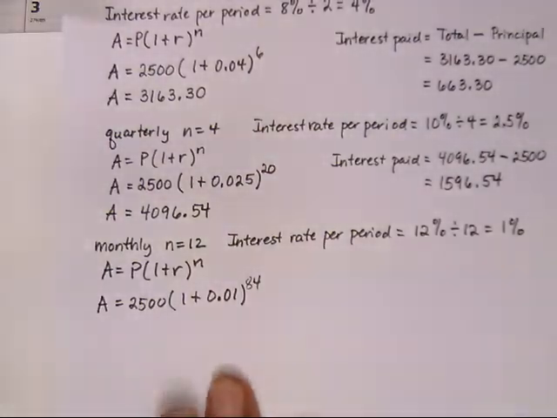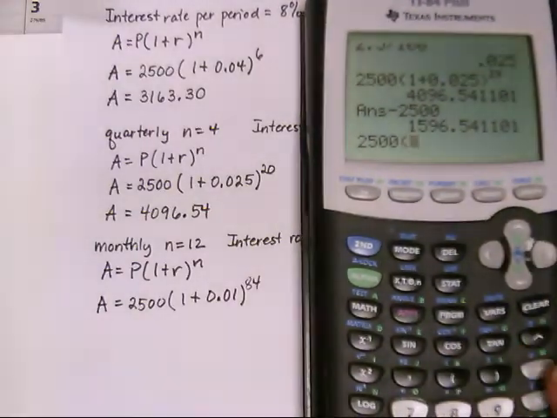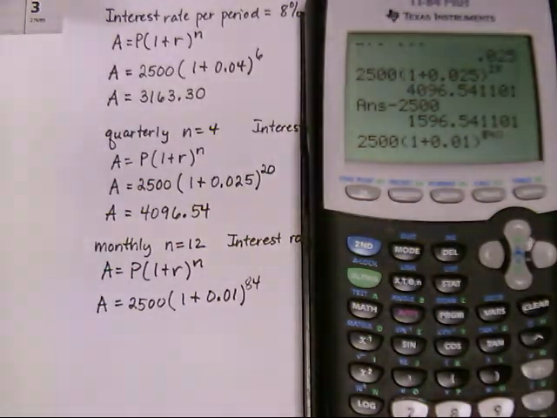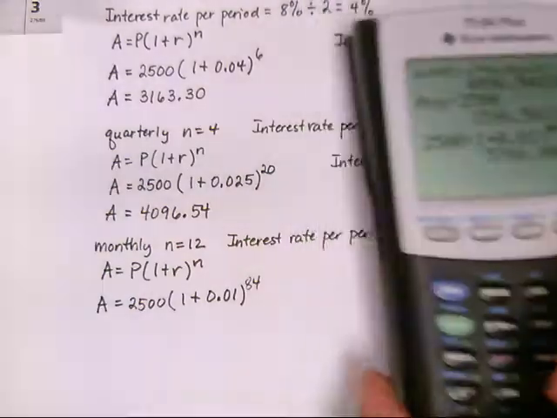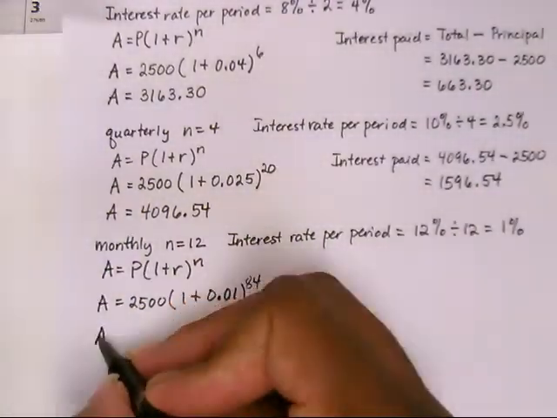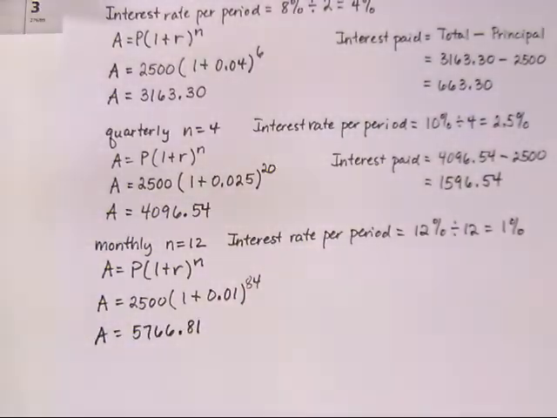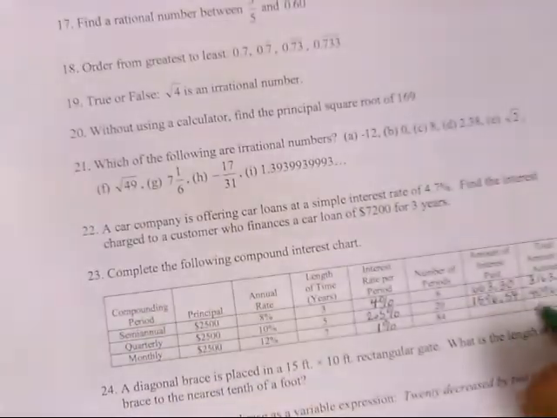And now we'll go ahead and calculate that, 2,500, left parentheses, 1 plus 0.01, close parentheses, press the hat key for your exponent, and then 84. So here we got $5,766.81. So that's the amount in the account that goes in this last column right here, 5,766.81.